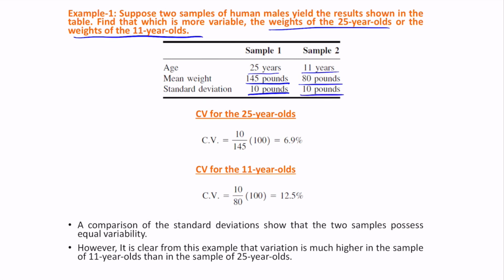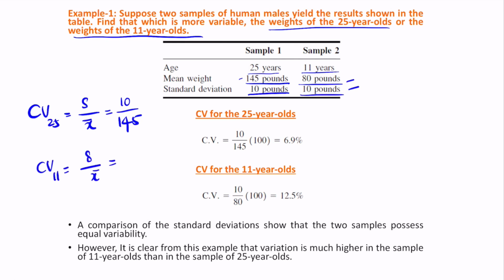So let's calculate the CV for 25-year-olds. That is standard deviation divided by mean. The standard deviation is 10 and the mean is 145, so it is 10 over 145. And for the CV for 11-year-olds, again standard deviation by mean: the standard deviation is 10 and the weight, x bar, is 80, so 10 by 80.